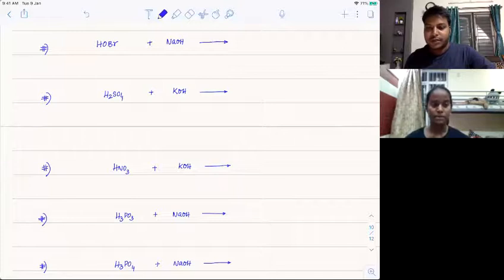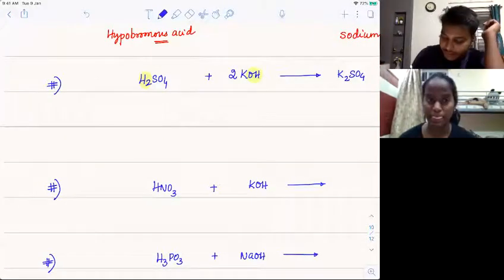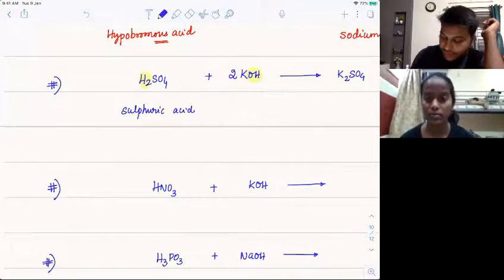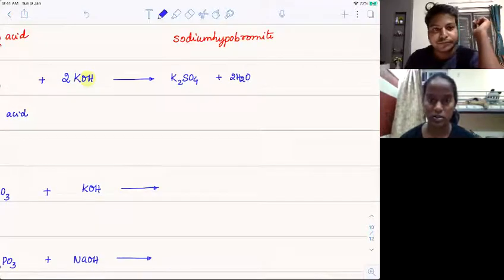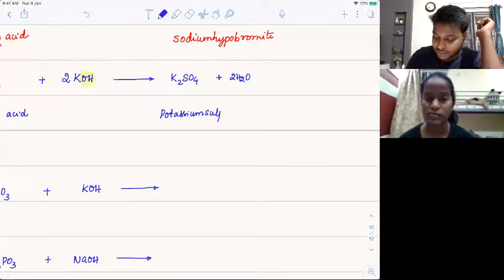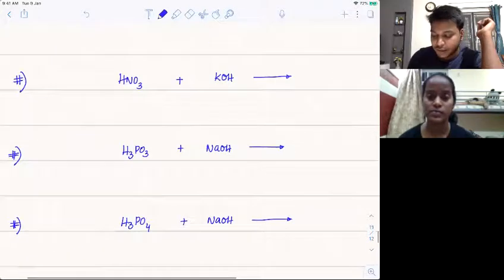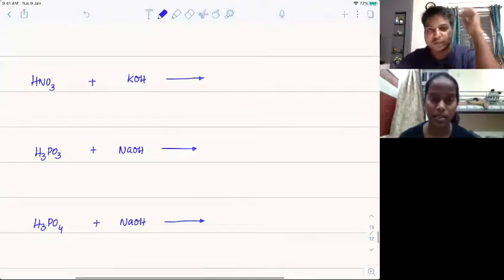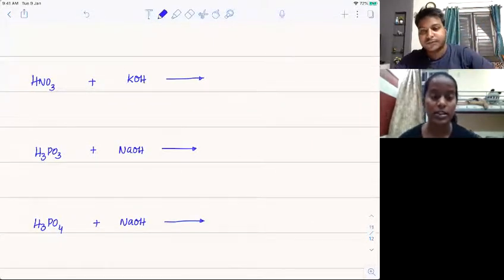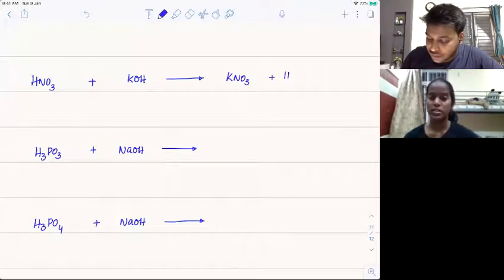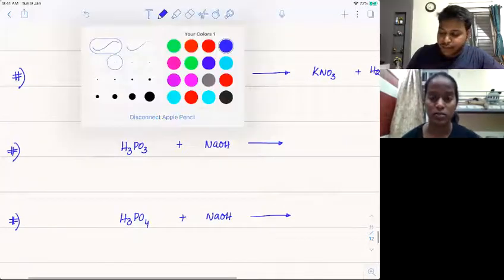You try the first one. Sulfuric acid. Right. So this is sulfuric acid. And this one is potassium sulfate. Perfect. To the next one. Write the salt and water first. KNO3. Right. So it is KNO3 and H2O. Yeah. Okay. Name the acid and salt.